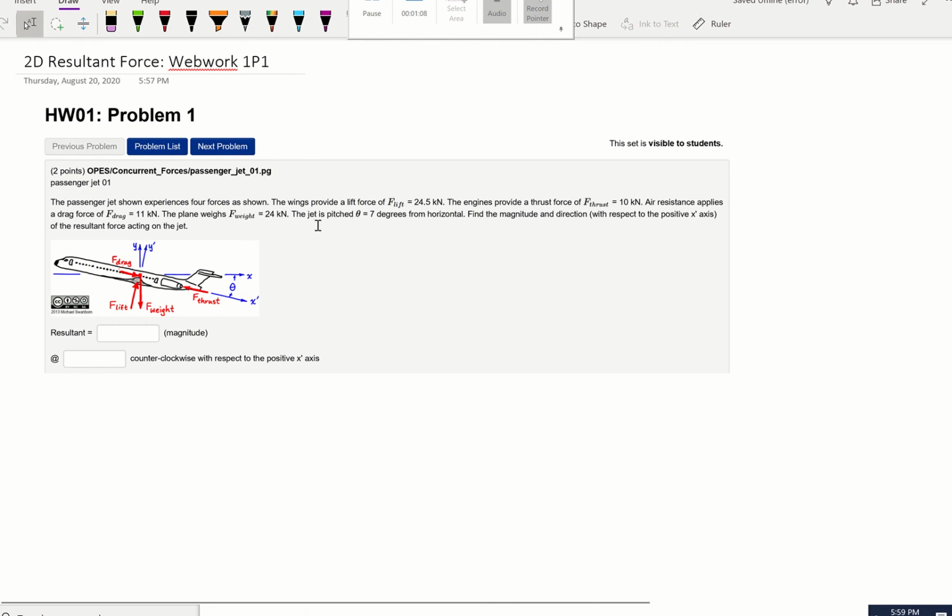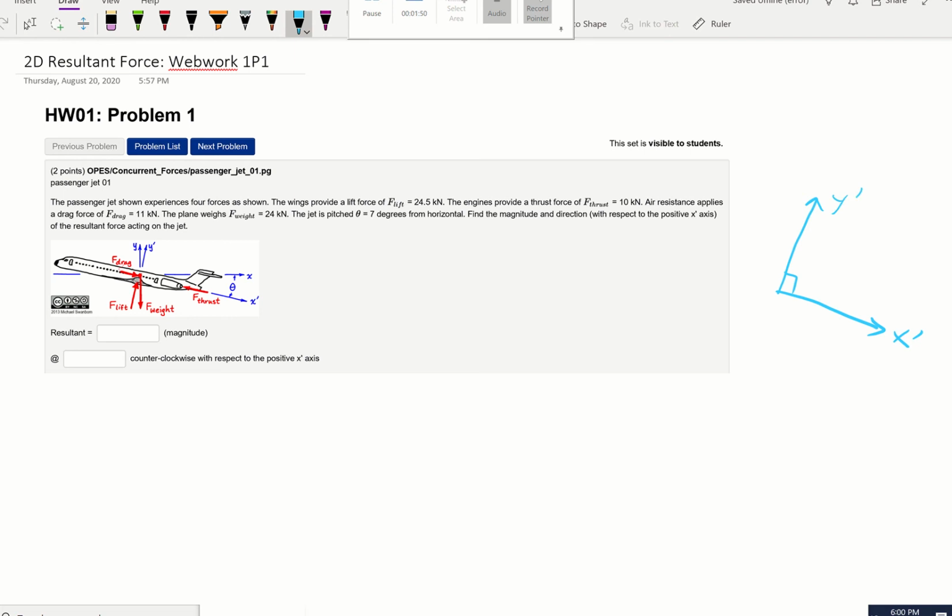And the jet is pitched at 7 degrees from horizontal. Then we're asked to find the magnitude and direction of the resultant force. So first, when you look at this problem, you see there are multiple forces. You have the axis along the airplane, which we call x prime. Normally x and y are perfectly horizontal and vertical, but don't be limited to that because you can draw your coordinates anywhere you want. So for this example, this is going to be my x prime, and now I'm drawing one that's perpendicular to it, that's going to be my y prime.